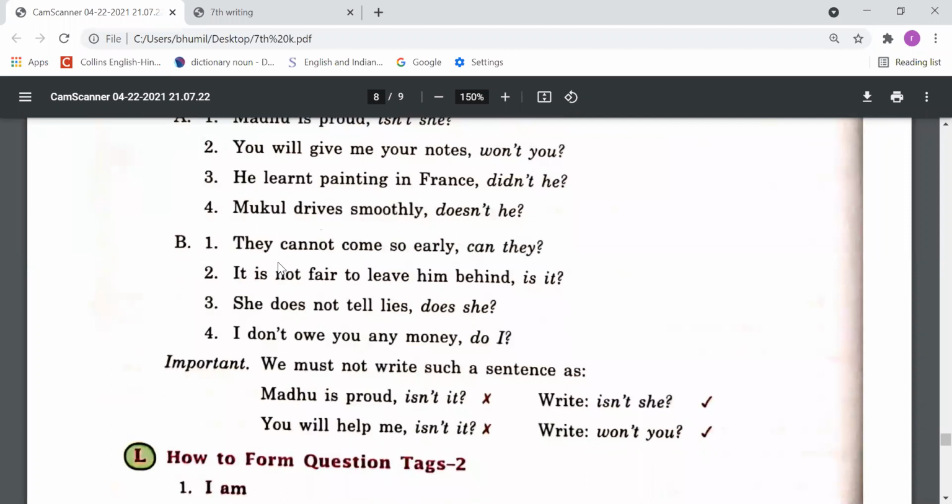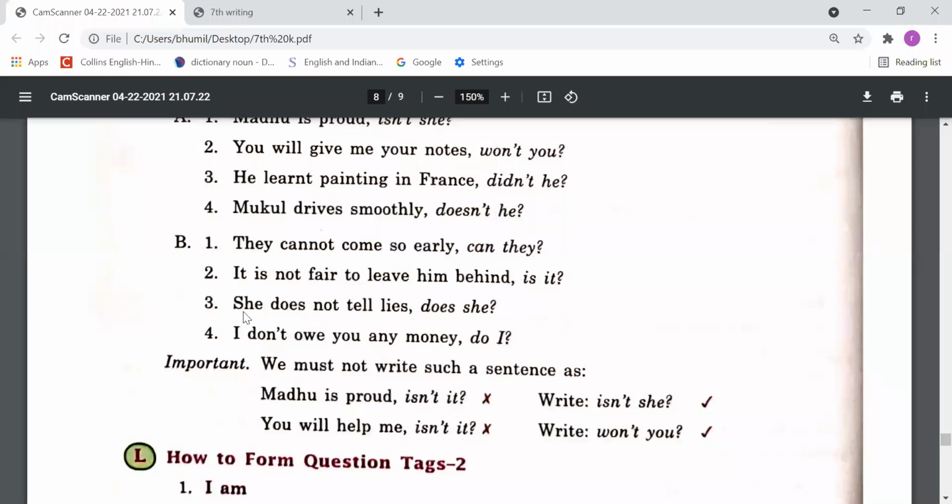Next, B part: they can't come so early, can they? Can't is written there. That's the short form of cannot. That's why we have used can here. It is not fair to leave him behind, is it? So it is our subject. That's already a pronoun. So we need to mention the same.